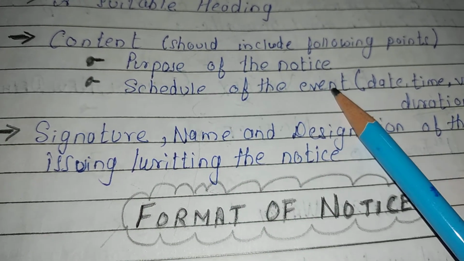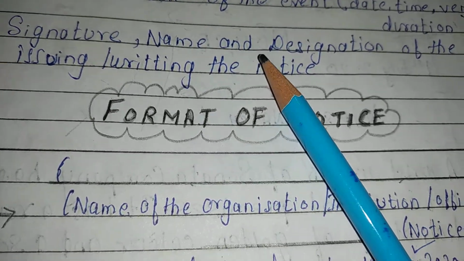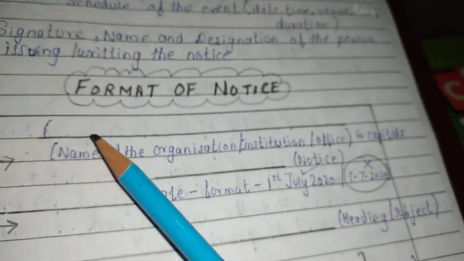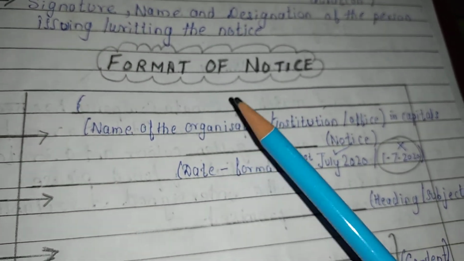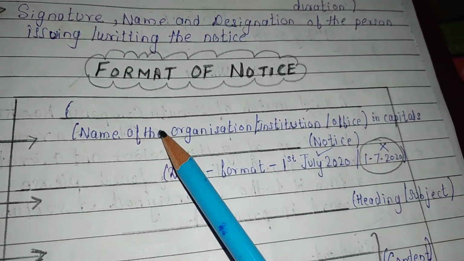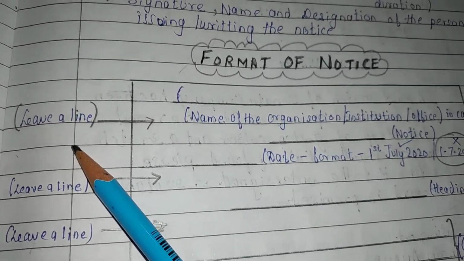Beech mein aap line nahi chhodoge. Right, so let me now take you to the format. I'll be showing it to you and explaining the same thing. So see, in the beginning, first we write the first line, that is the name of the organization, institution or the office. Okay, so on this line you will write that. Then you have to leave a line.